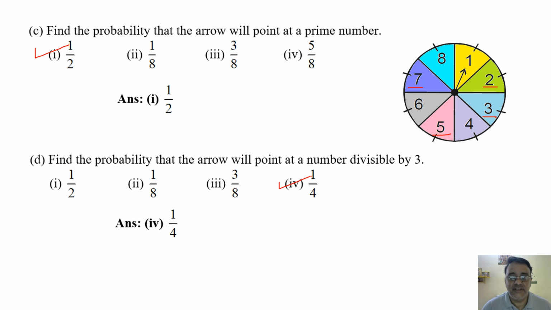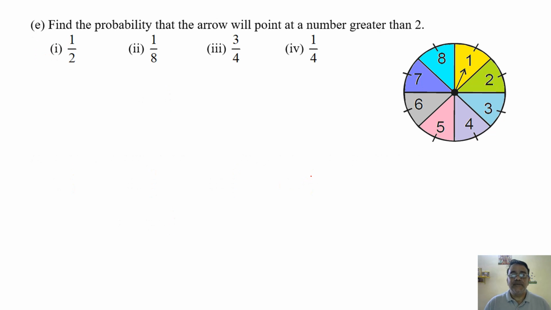Now we are moving toward the last question. Find the probability that the arrow will point at a number greater than 2. So how many numbers are greater than 2? 6 numbers. So 6 by 8. Simplify. 3 by 4. Right, 3 by 4. And the correct option is the third one.